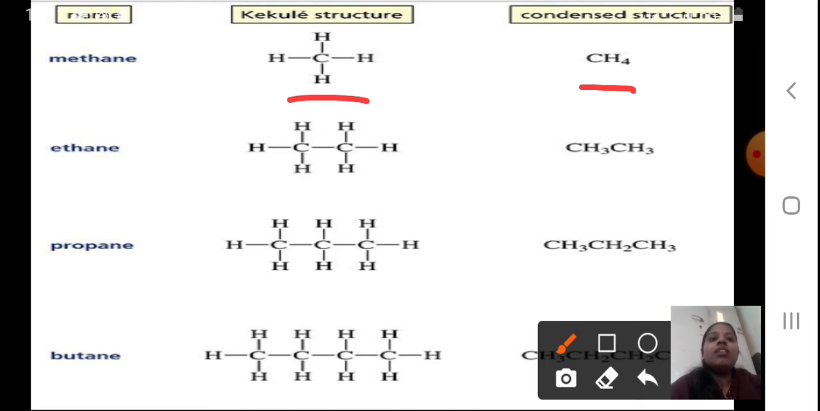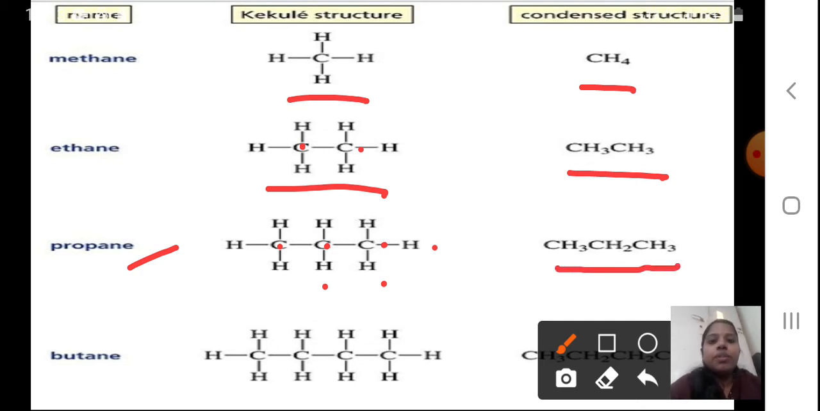Next is the ethane. So see, these are all straight chain. The carbon atoms are bonded in a straight line. So CH3, CH3, that is your ethane. Then you have the propane. See, the 3 carbon atoms are linked in a line, a straight line, so they are the straight chain. You can see the hydrogens are added to satisfy the tetravalency. So CH3, CH2, CH3. In the condensed form we will write it in this way.